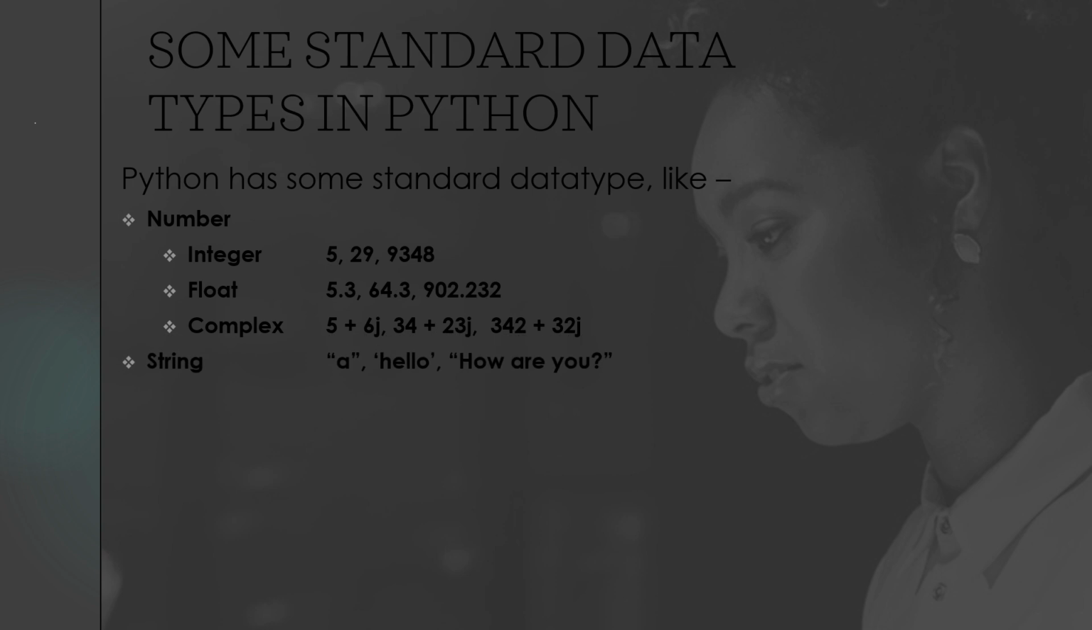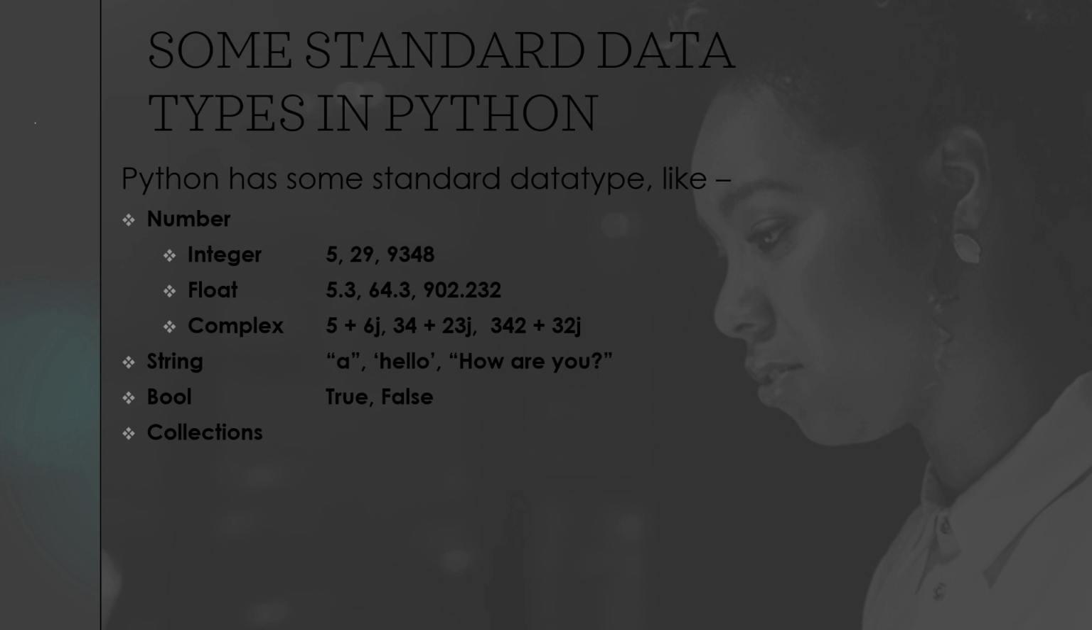Now the second data type is string. String is a type of single character or multi-character. Unlike other programming languages, in Python, a single character is also treated as a string. Third is bool. This is a boolean value. It's either true or false.